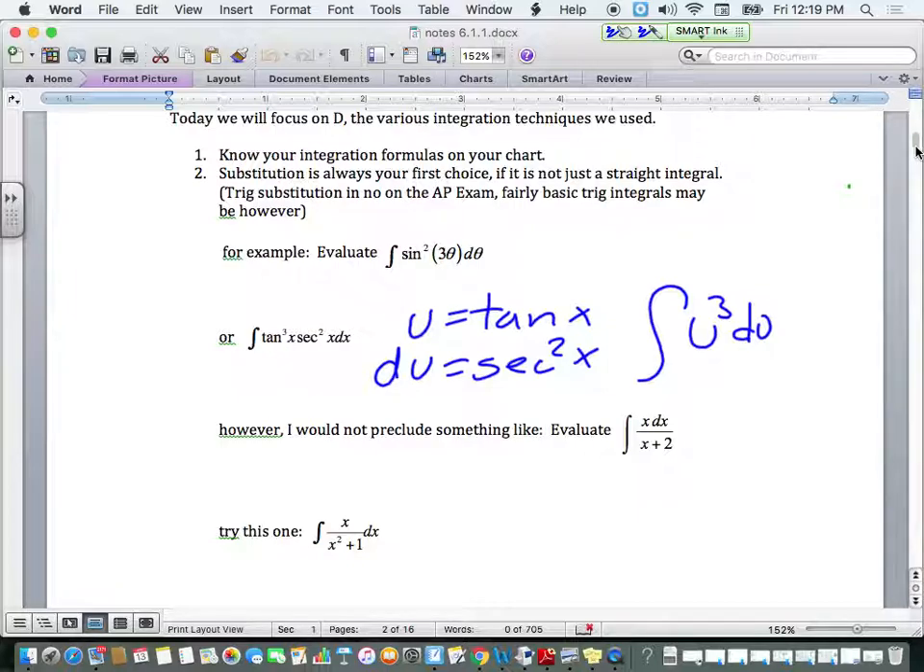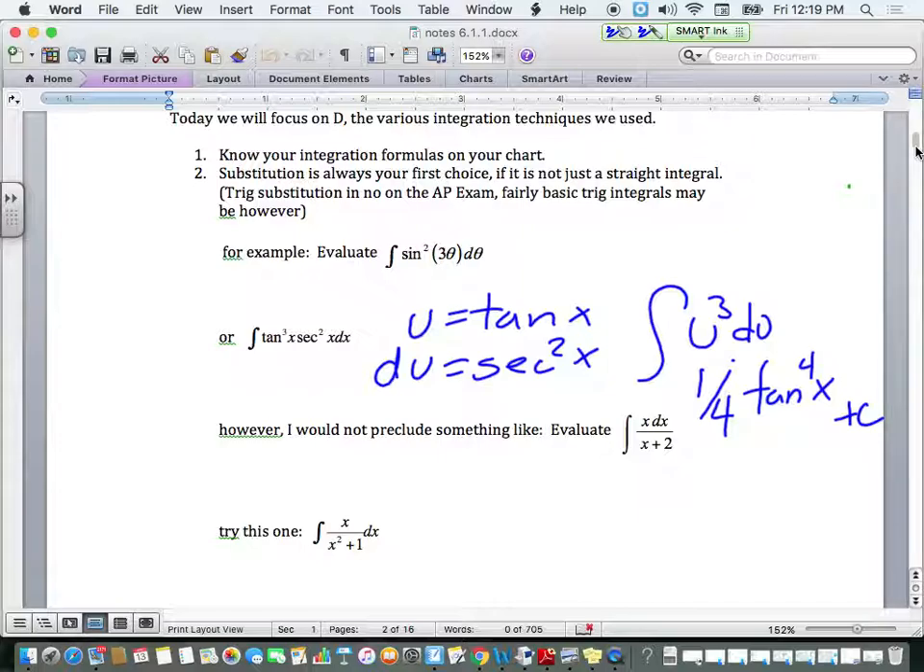1/4, right? u to the fourth. Yeah, but u is tangent, so tangent to the fourth, all right? Plus C, right? I'm probably going to start dropping the plus C's after a while. Okay? Good, it needs plus C's.